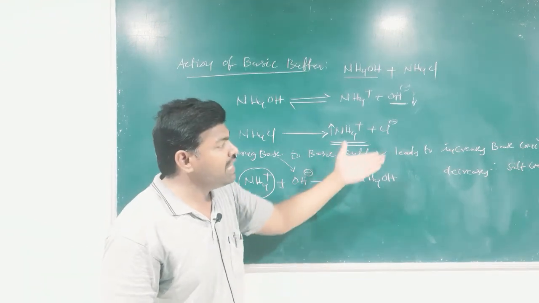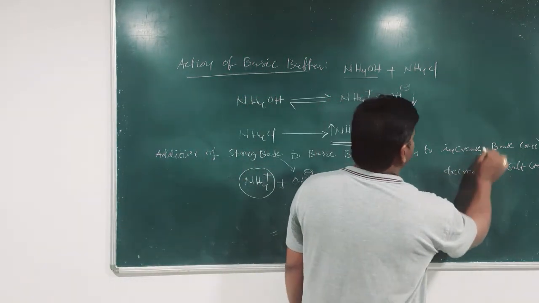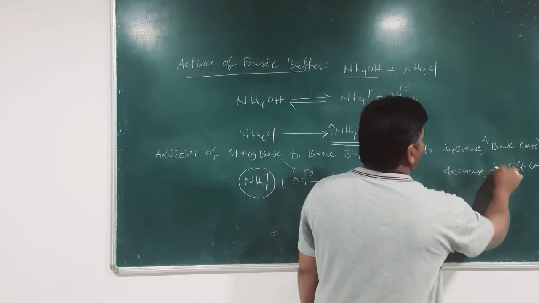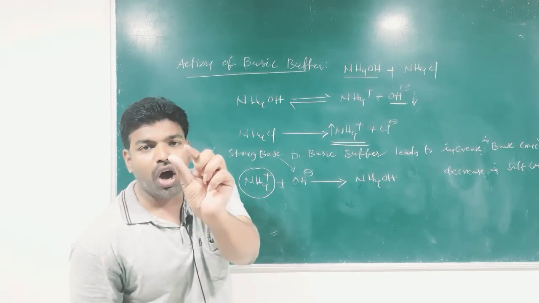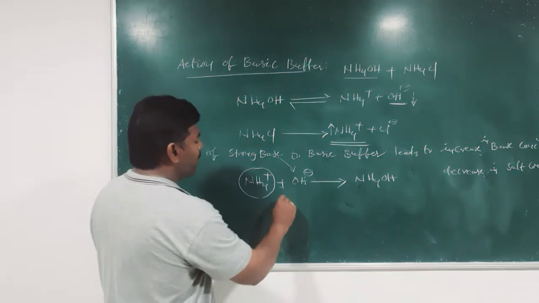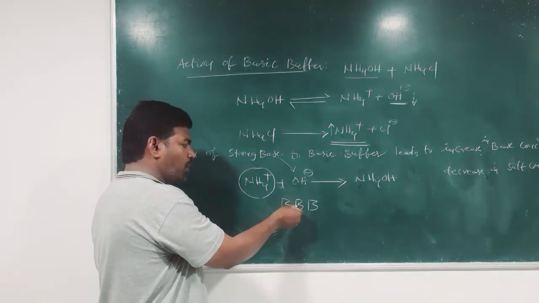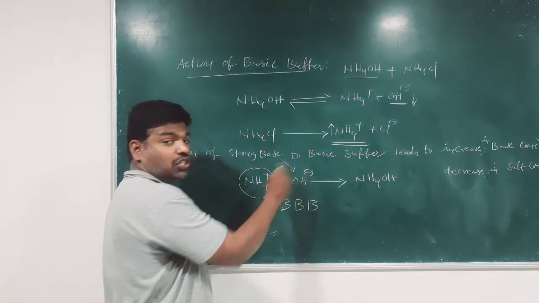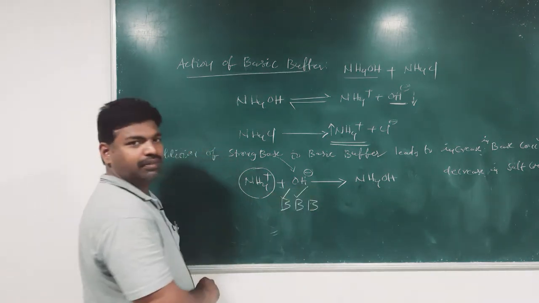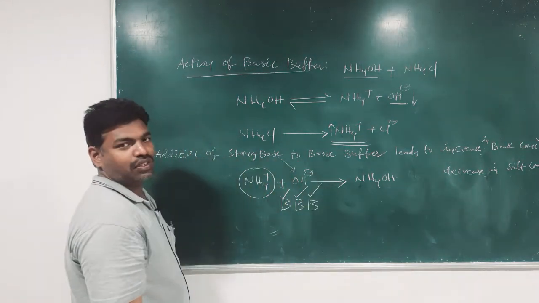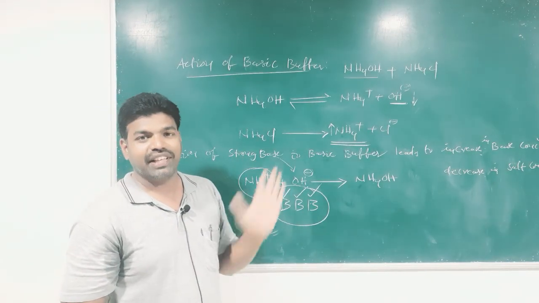It leads to an increase in base concentration and a decrease in salt concentration. So we can memorize the whole statement with a small mnemonic. What is that mnemonic? BBB. For basic buffer, addition of strong base leads to the increase in base concentration. So with this mnemonic we can memorize the whole concept and what is happening there.